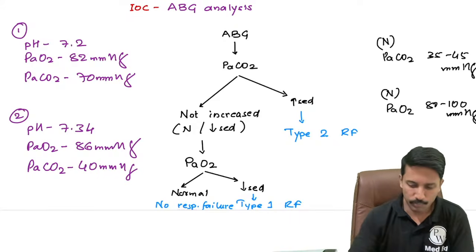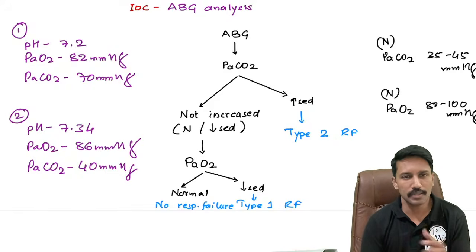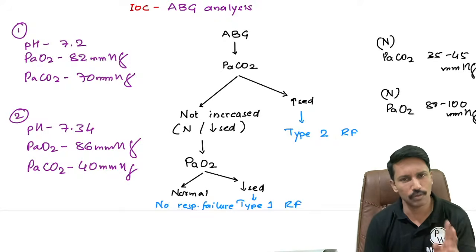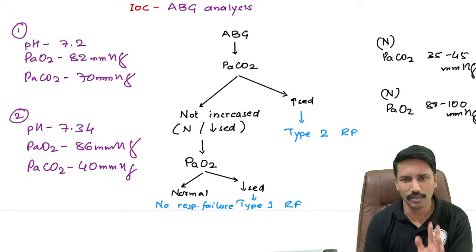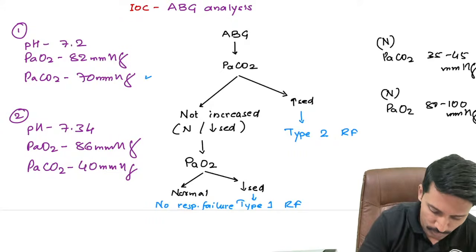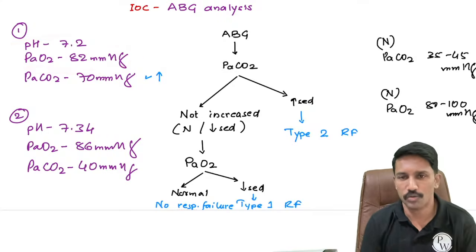Now let us try to apply these principles. Let us take the first example. What I should see first, pH is not relevant here as long as I am not making a diagnosis of acid-base disorder. For a respiratory failure, only two values are important, carbon dioxide and oxygen. First thing that I should see is carbon dioxide. So I see the carbon dioxide, right? It is increased.